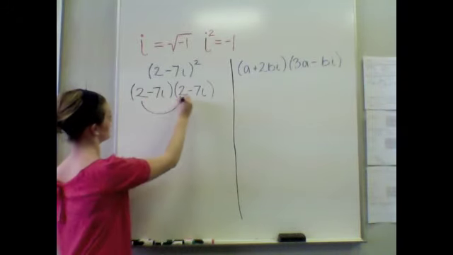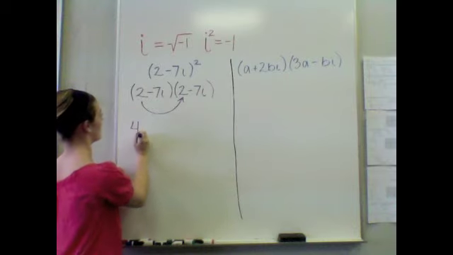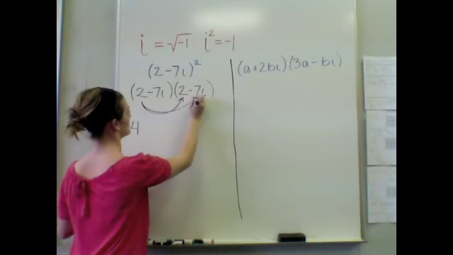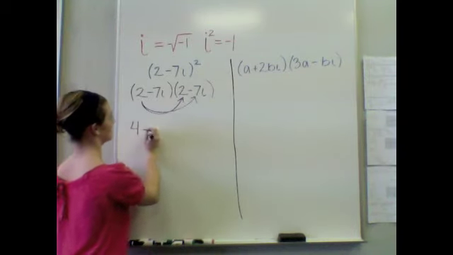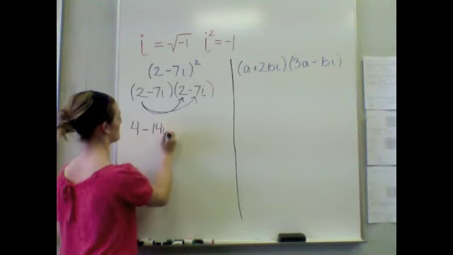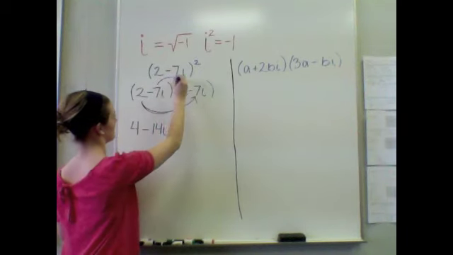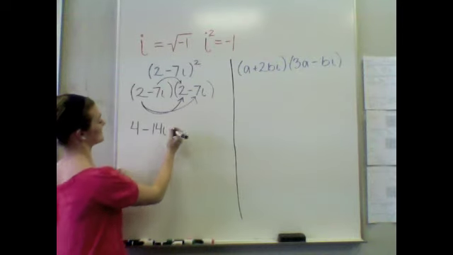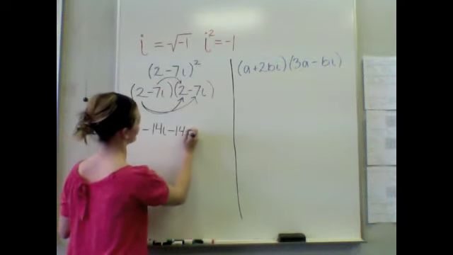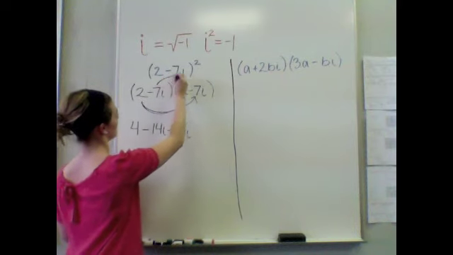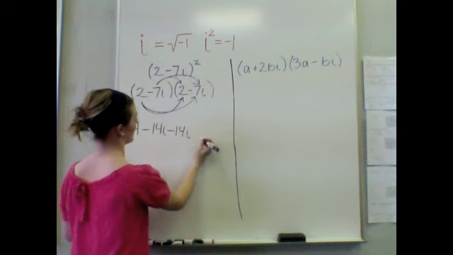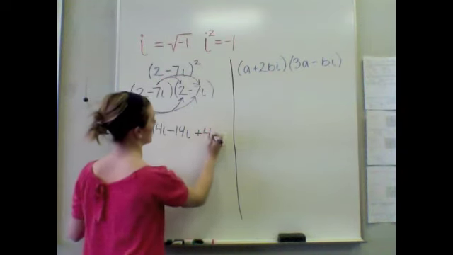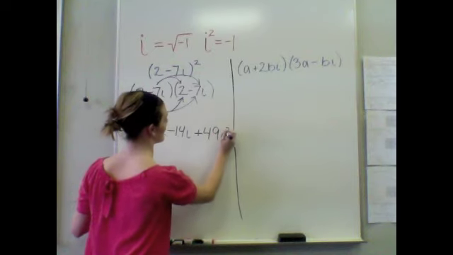So 2 times 2 is 4. 2 times negative 7i gives me negative 14i. We have negative 7i times 2, that's also another 14i, but negative. And the last one, negative 7i times negative 7i, that'll give me positive 49i squared.